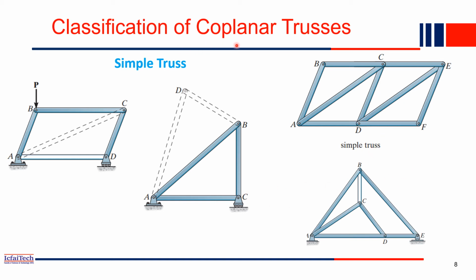Here we are discussing coplanar trusses. Coplanar truss means all the 2D trusses we are discussing. Basically we have three types of truss. The first one is the simple truss, which is what we discussed.